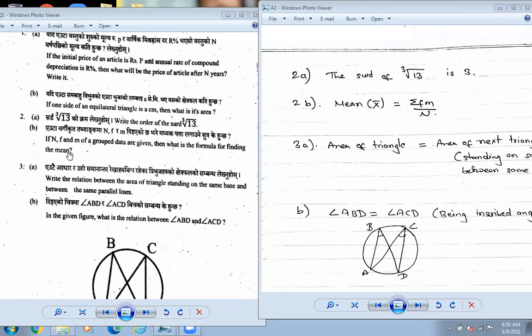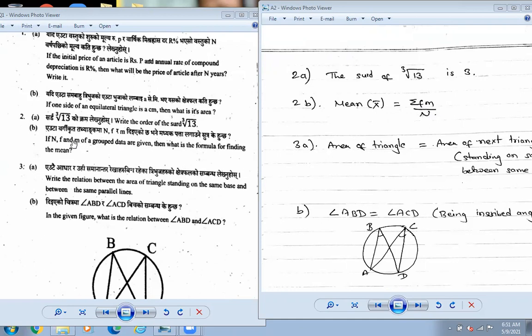Summation f by n लेख्थ्यौ हैन. So but if there is group data, that means x पनि छ भने summation fx by n लेख्थ्यौ. Okay, but here there is a mid value m पनि दिएको छ. So के हुन्छ formula summation fm by n हुन्छ, isn't it? So what is the formula of mean? Summation fm by n हुन्छ.